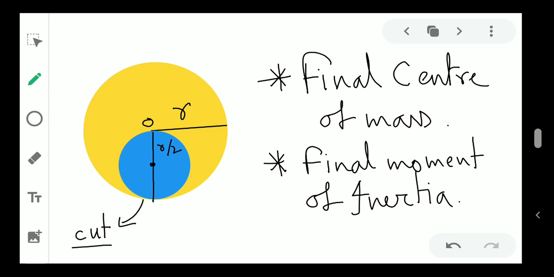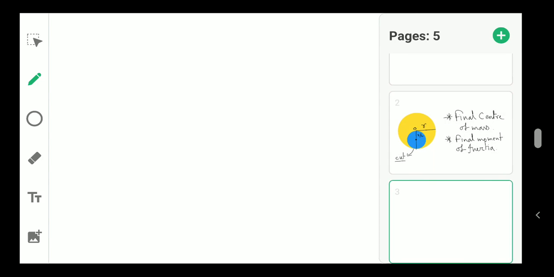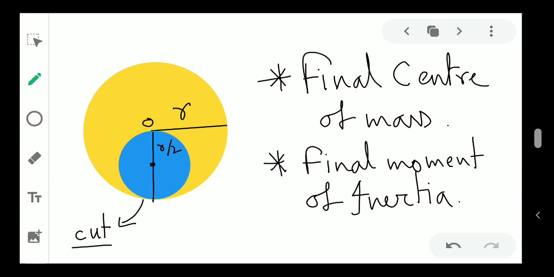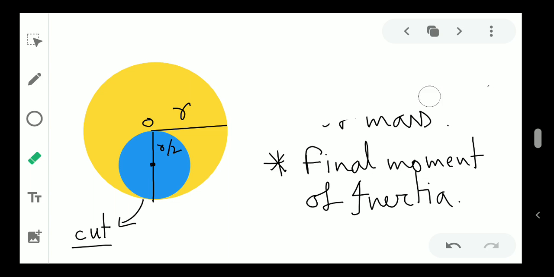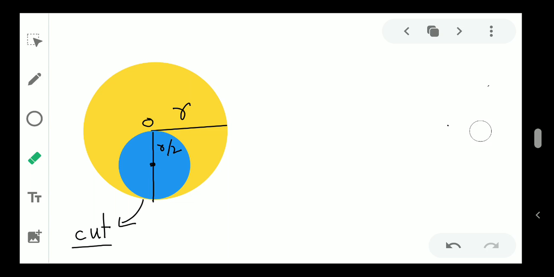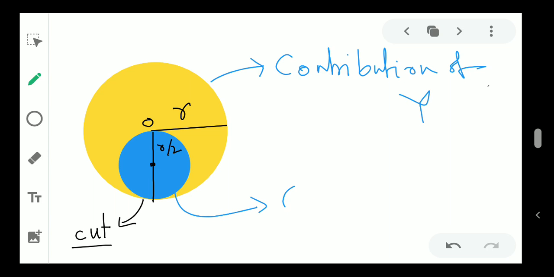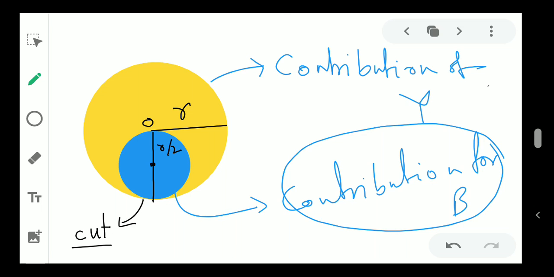So using this concept, what we will do is first remove this part, and we have to find out the contribution because of this yellow one, the contribution of yellow, and we have to find out the contribution for the blue one, and then I have to subtract this blue one contribution from that center of mass formula.